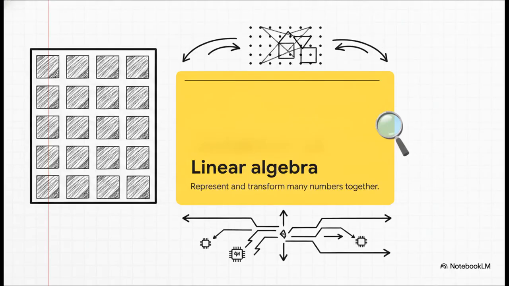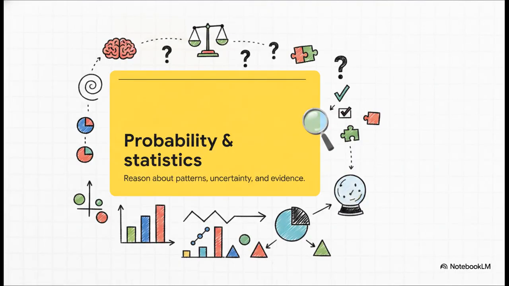Now, think of linear algebra as the math of handling big groups of numbers as a single unified unit. It gives us a highly efficient way for computers to represent and transform massive sets of numbers all at the exact same time. Next, we have probability and statistics.